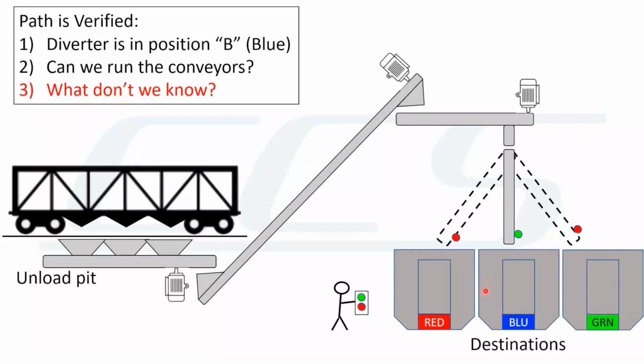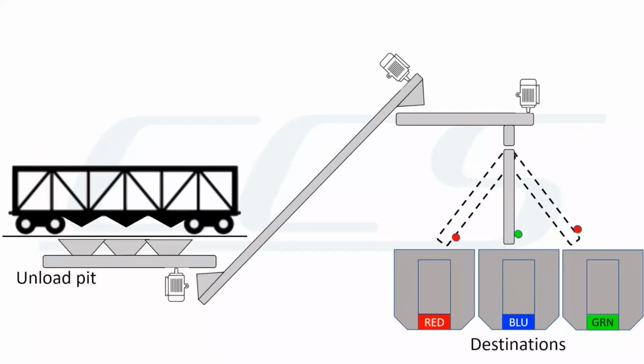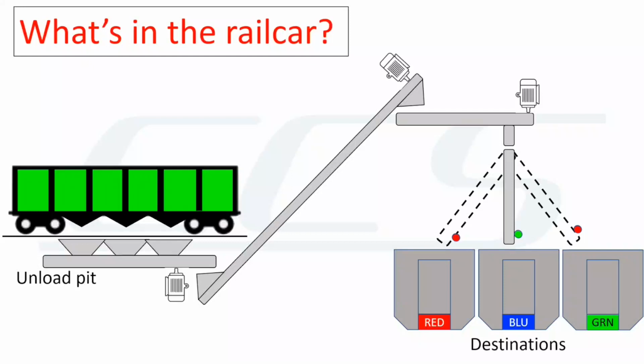Can we run the conveyors? What don't we know? We don't know what is in the railcar. If we don't know what is in the railcar, then how do we know if the path is correct? The diverter is going to the blue hopper, but should it be? If not, to which hopper should it be directed? We don't know until we know what is in the railcar.